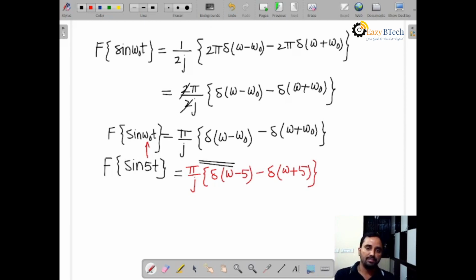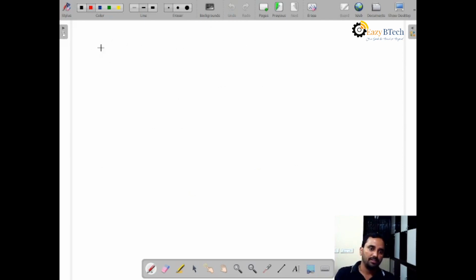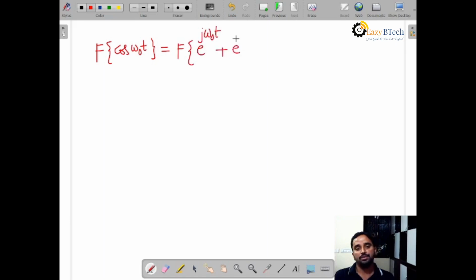Next we can do the cos function Fourier transform. So the Fourier transform of cos omega naught t. First we write the cos function in terms of exponentials: e power j omega naught t plus e to the power minus j omega naught t, by 2. This is the cos function, right? Then we can write 1 by 2 outside. So the Fourier transform of e power j omega naught t plus the Fourier transform of e to the power minus j omega naught t.